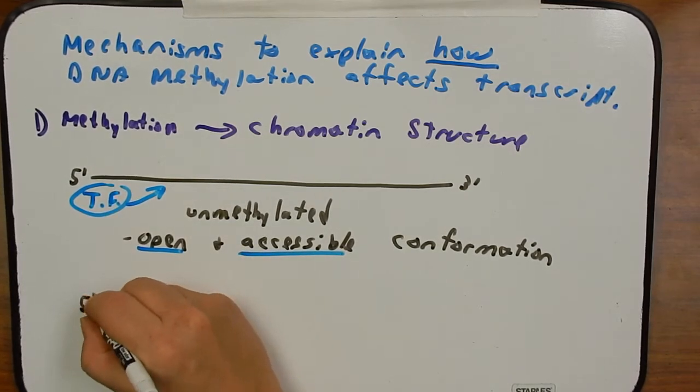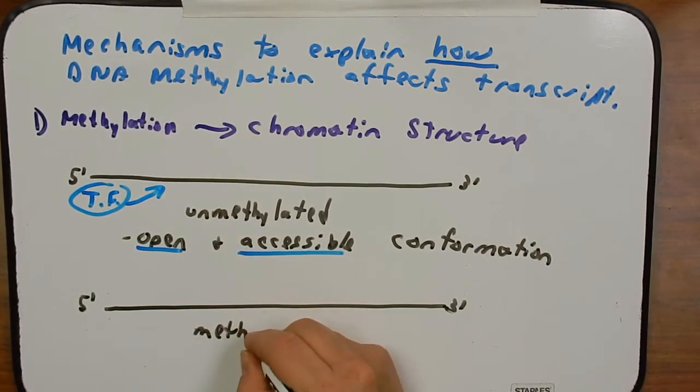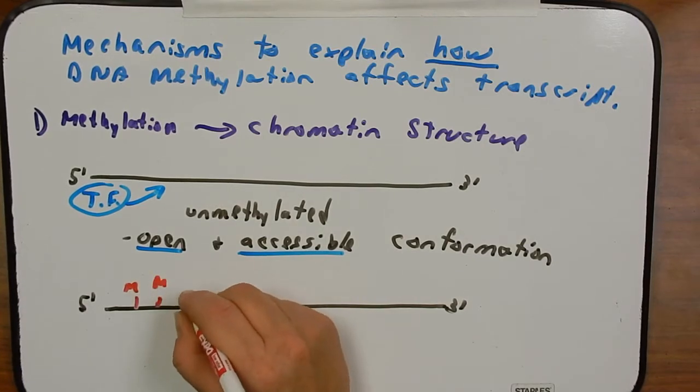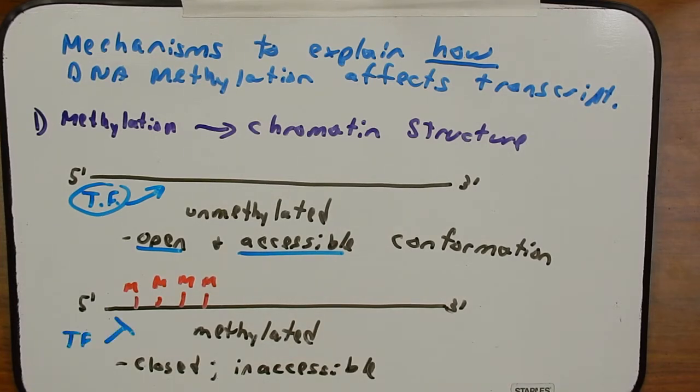Whereas DNA that is methylated is proposed to be, so let me write methylated here, and I'll draw some M's here for methyl. It tends to be a little bit more closed. It tends to have more histones associated with it. It is inaccessible to various transcription factors that would like to bind here. So it's possible methylation affects the overall chromatin structure, and in doing so affects whether or not transcription factors will be able to bind to appropriate regions on the DNA to turn genes on or off.